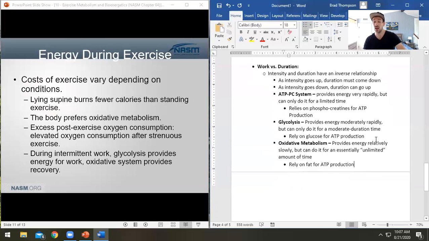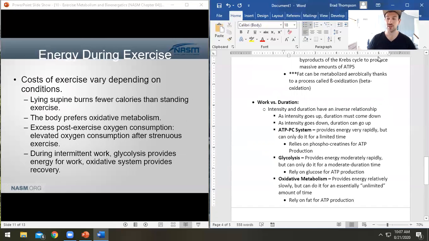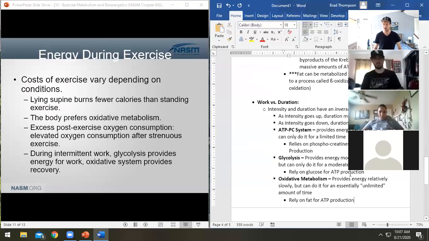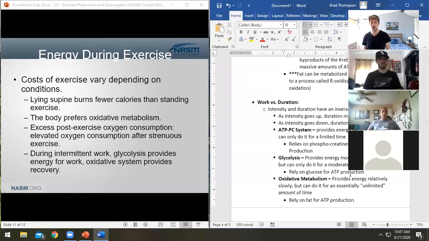Okay, so things that we can do to increase our calorie burn. We got some non-note stuff here. The cost of exercise is going to depend on how you're lifting. Laying supine will burn fewer calories than standing. Lying on your back doesn't burn as many calories as standing up. Sitting doesn't burn as many calories as standing. Sitting burns more calories than laying down though.